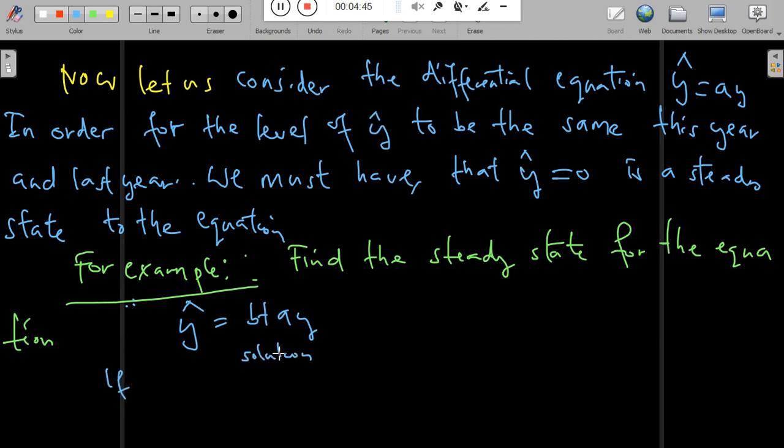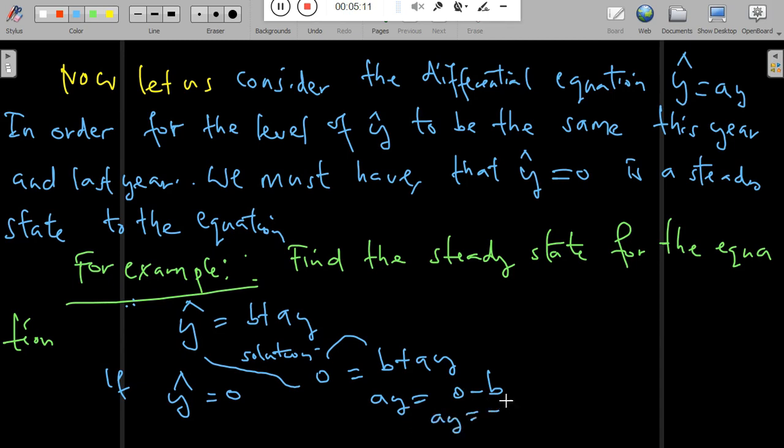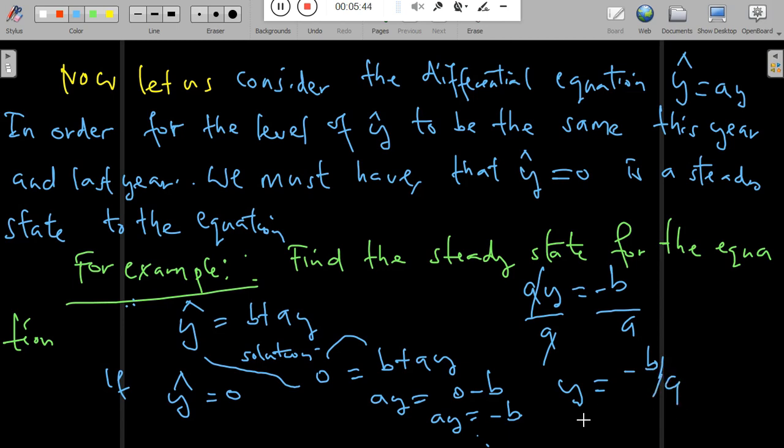Now let's look at a brief example. Find the steady state for the equation y estimated is equal to b plus ay. Since we let y estimated equal to 0, we have 0 equals b plus ay. When you take out b, you make y the subject: ay is equal to negative b. Dividing both sides by a, you obtain y equal to negative b over a. From that case, that is the steady state level.